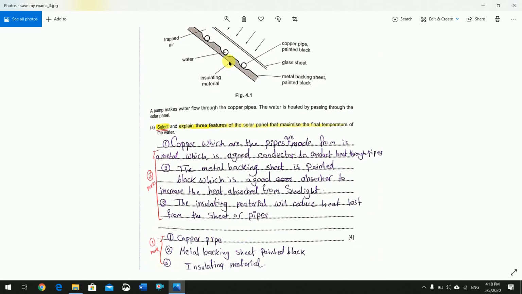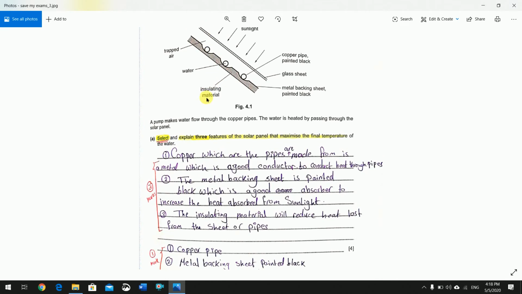First, we have the copper pipes, right? Then we have the metal backing sheet, which is painted black. And of course, we have the insulating material. And we have something that I didn't write here, which is the trapped air, which is a poor conductor of heat.